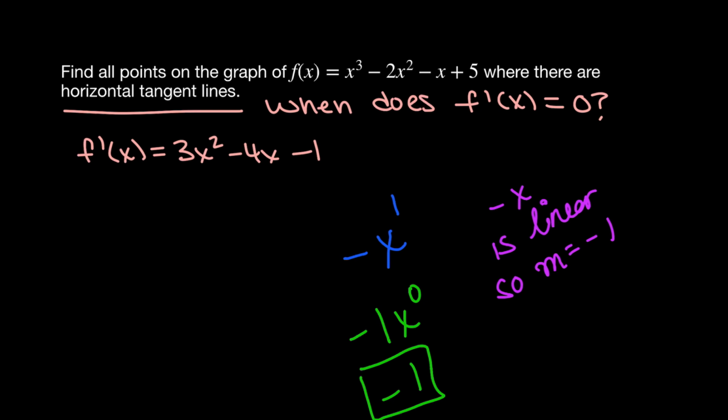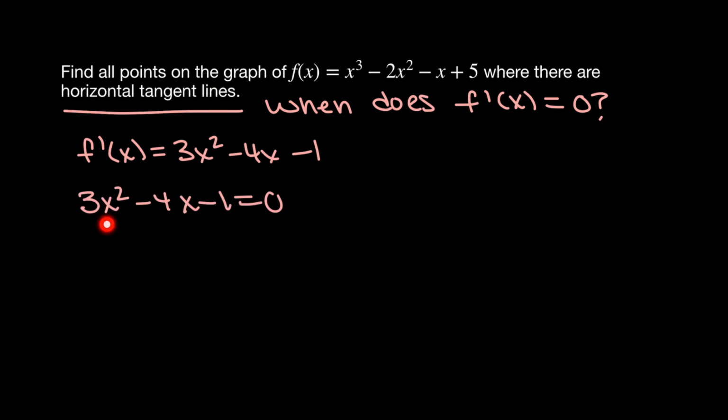But many people find it easier to look at that negative x as a linear term. When we have linear terms, we can find the slope by just looking at the coefficient of the x. So I'm thinking that y equals mx plus b, the equation of a line. The slope is the number in front of the x. So this negative x is a linear term. It has a slope of -1, so its derivative is -1. And then finally, that plus 5, that's a constant, so that doesn't add anything to my derivative.